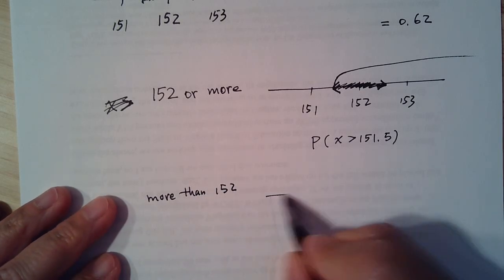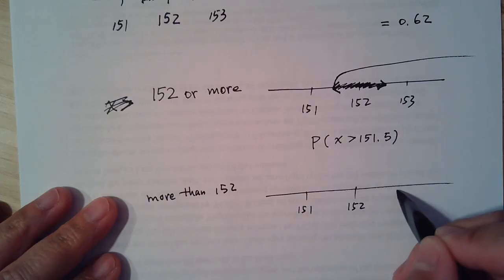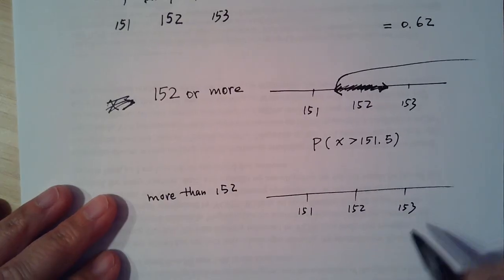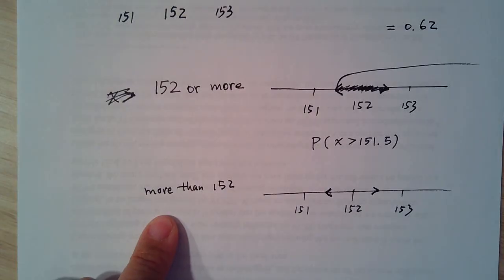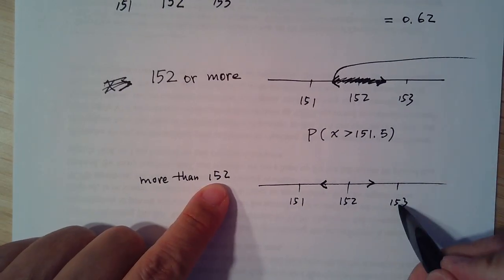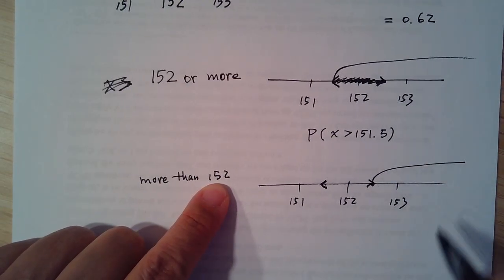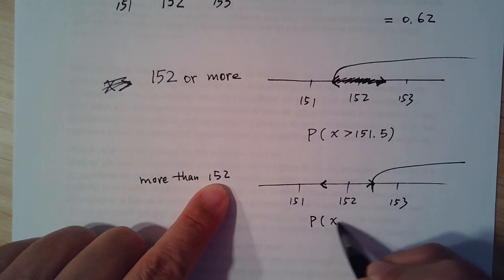Okay, so if I say more than 152, again 152, here's 151, and here's 153, and this is your 152. But when I say more than, that means if 152 is no good, we're not going to include 152. More than 152, we're going to start from 153. So we're going to do this.